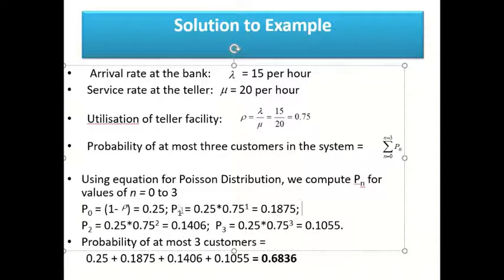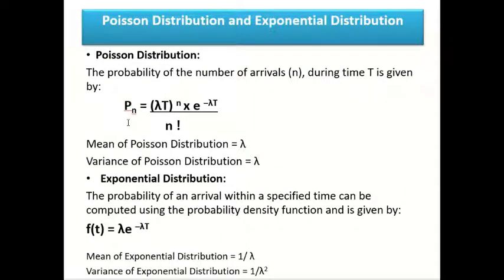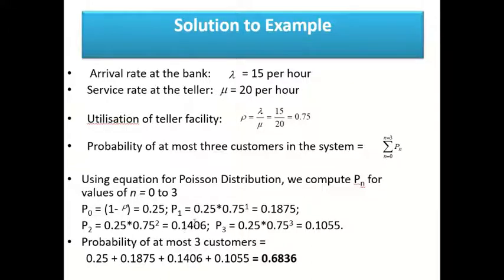For getting 1 customer in the queuing system, we calculate the probability using the same formula, and we get 0.1875. Then for having 2 customers in the queue, the probability is 0.1406, and for having 3 customers in the queue, the probability is 0.1055. If we sum these probabilities, we get 0.6836, or there is a 68.36% chance that there will be at most 3 customers in the queue in the given example.